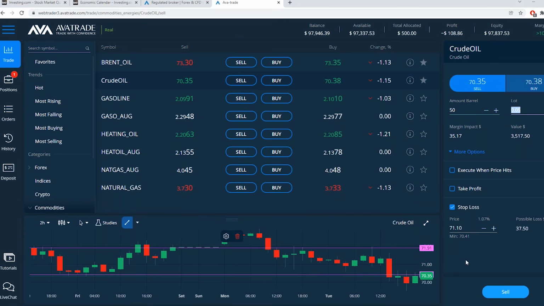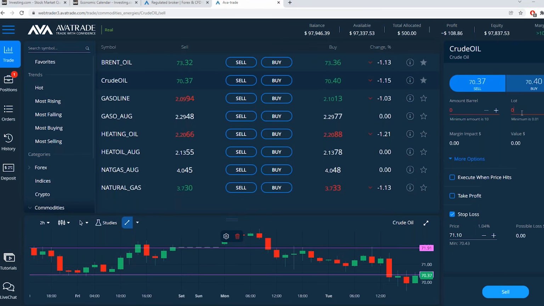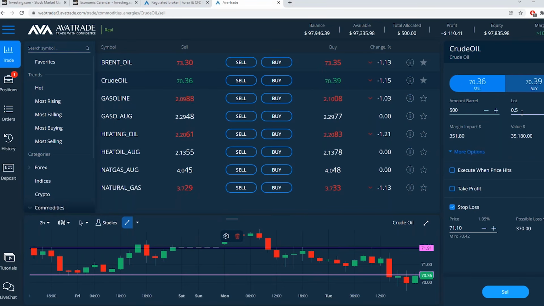And so 71.10, let's do a trade size of 0.5 lots. How much am I risking? 370. Okay, I can go bigger if I'm wanting to risk about 500 per trade. 0.75. Now I'm risking 570, so let's go 0.7. 525, 0.68, 0.67, 0.66. Now I'm risking 501. Okay, that's pretty close. 0.65. Now I'm just under 500.